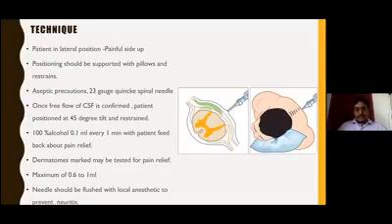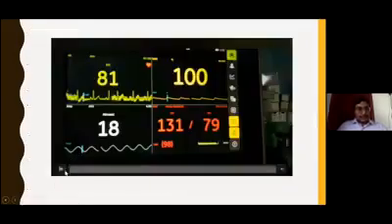Once this procedure is over, the needle should be flushed with local anesthetic or saline to prevent uncontrolled spread of this alcohol to other nerve roots. So the possibility of neuritis and skin irritation should be there. So please flush with it.